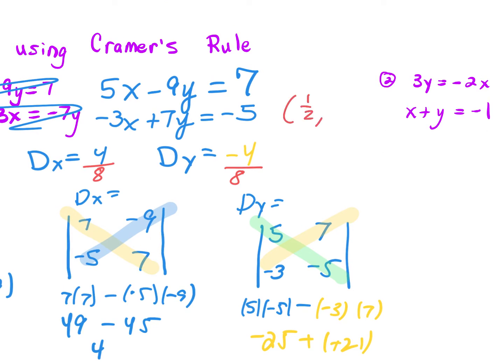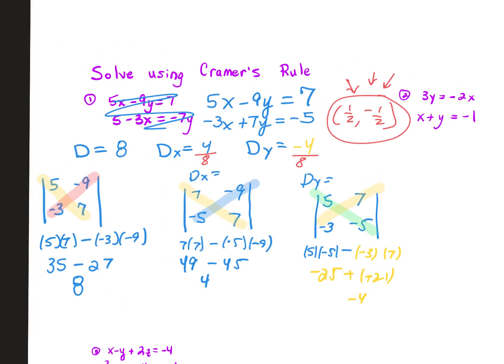1/2. And when you divide negative 4 by 8, you get what? Negative 1/2. So your ordered pair is 1/2 comma negative 1/2. Now what can you do to tell me that you're right? You can plug it back in and check. But that is your answer, guys. This is what I'm looking for. I'm looking for your ordered pair. You just have to show me all of the work on how you got there using Cramer's rule.